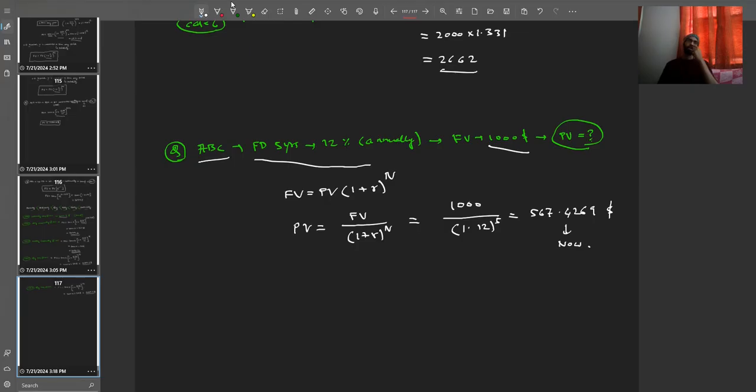Right friends? So this is how you calculate present value when your future value, compounding rate and compounding periods are given. Now we'll complicate this a little bit more. Let's say bank ABC is providing another FD for 3 years, and this is at 10% annual rate, compounded quarterly.